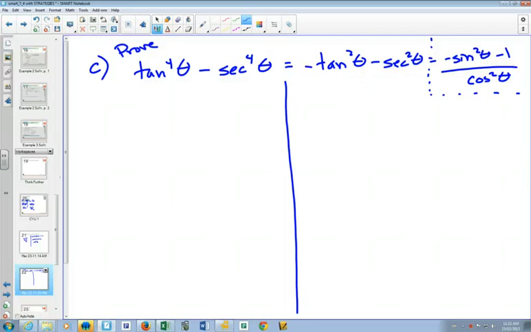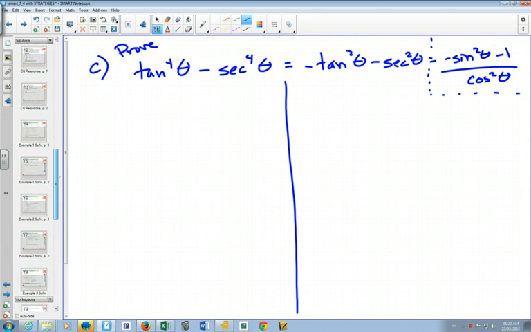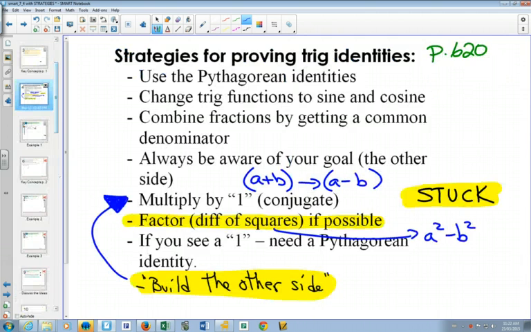And if we go back to our strategies, another thing we look at, we see tan and secant, and it might be a good thing to keep them as tan and secant because there's a relationship between tan and secant. It seems like a good idea to keep them together instead of changing to sine and cos. If we do change it to sine and cos, especially with those powers of 4, it could get really messy. So technically, we're stuck.